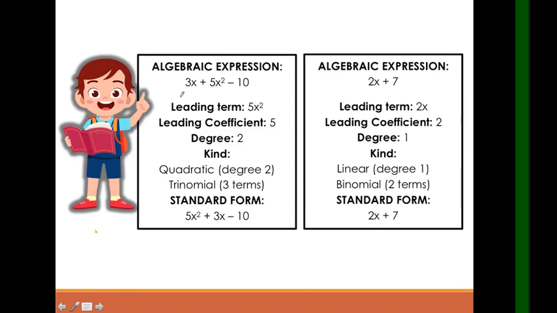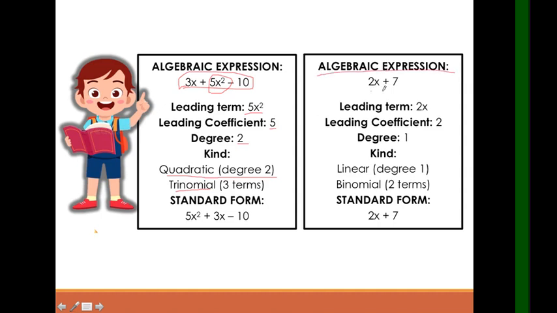Now, let's have these examples. So, for example, when we have 3x plus 5x squared minus 10. So, ayusin natin siya. Yung leading term niya, yung may pinakamataas na degree is 5x squared. Tama? The leading coefficient of 5x squared is 5 and the degree is 2. Since 2 siya, ang tawag sa kanya ay quadratic and with a degree of 2. At ang uri ng kanyang polynomial, since tatlo sila, trinomial. Yung standard form, mauuna si 5x squared plus 3x minus 10. Clear?